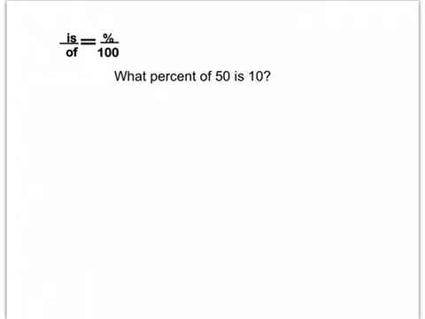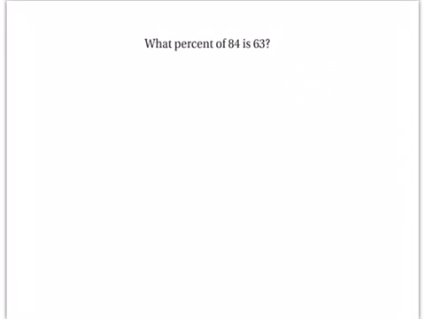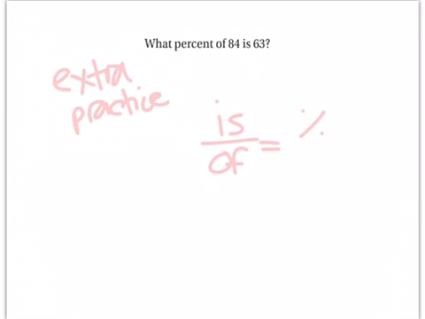Here's another one. You guys can try this for extra practice. Another extra practice one. Remember, we should be using is over of equals percent over 100.